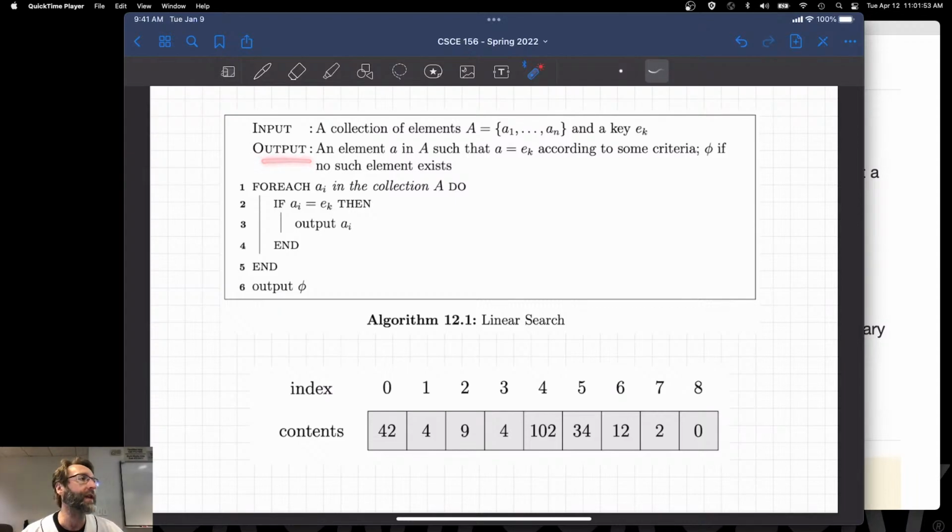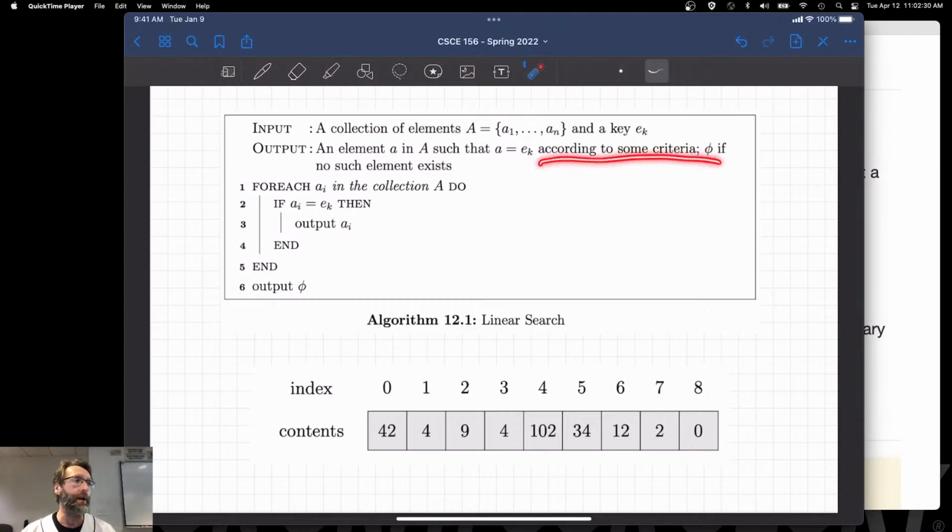And then we clearly label the output: an element A such that A is equal to K. Now, did we say that this conforms to the equals because they're numbers? Did we say that this conforms to the dot equals method or the dot compare to method, and then we check to see if that's 0? We didn't put any of those details in because we want to keep this as generic as possible. It's kind of like writing parameterized code in Java, so that you can write one function that can apply to any type. Well, this is at an even higher level. You write one algorithm that can be applied to any language.